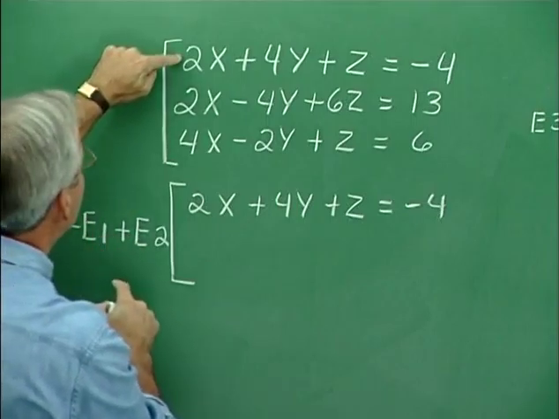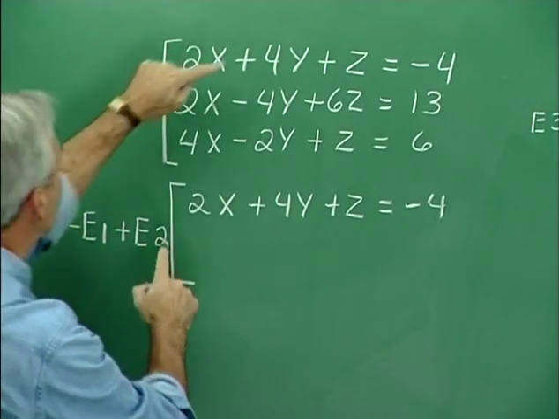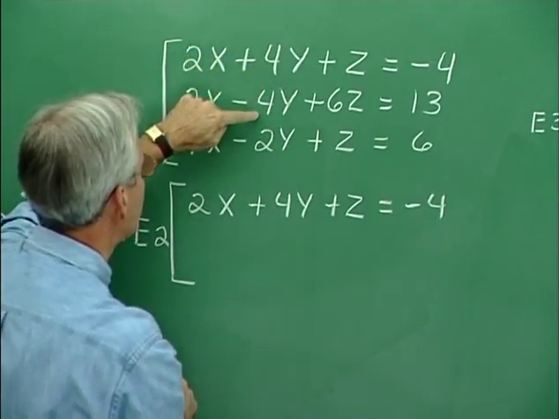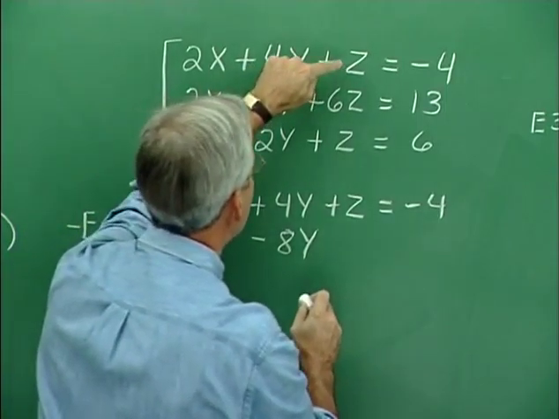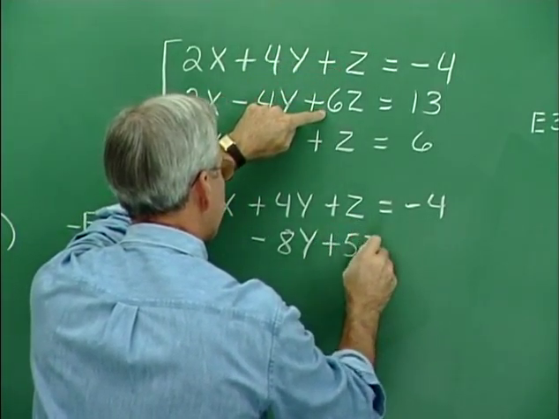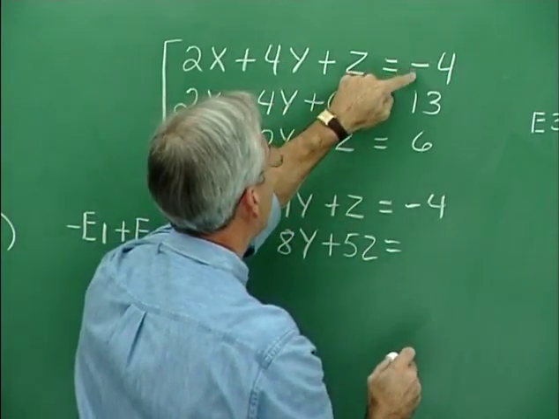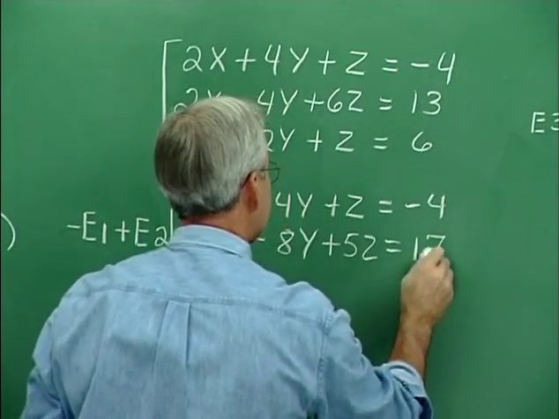All right, so negative 2x plus 2x, 0x, vacancy as expected. The negative of 4y is negative 4y, with negative 4y is negative 8y. Then the negative of z, negative z plus 6z is 5z. The negative of negative 4, that's 4, and 13 is 17.